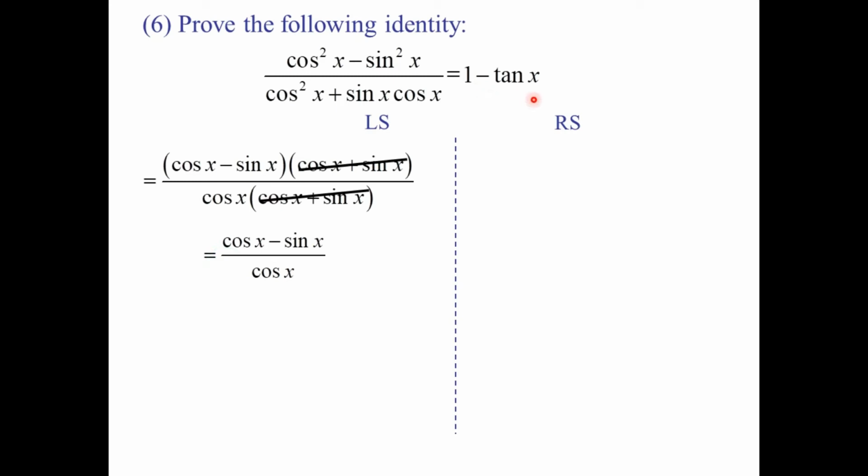Now we could start working on this right side, turn tangent into sine over cos, and work with that, or we could come down here and say, well, cos minus sine, the numerator can be broken, thusly. And cos over cos is 1, minus sine over cos. And sine over cos is tangent. It matches the right side, and another one bites the dust.